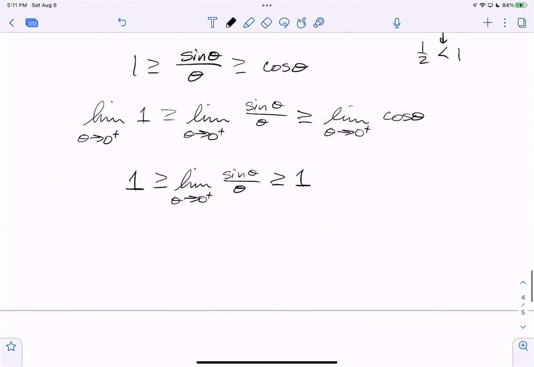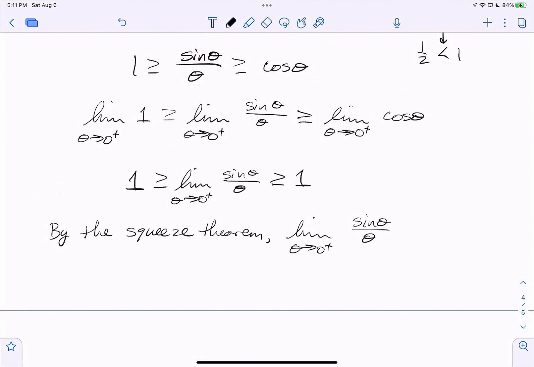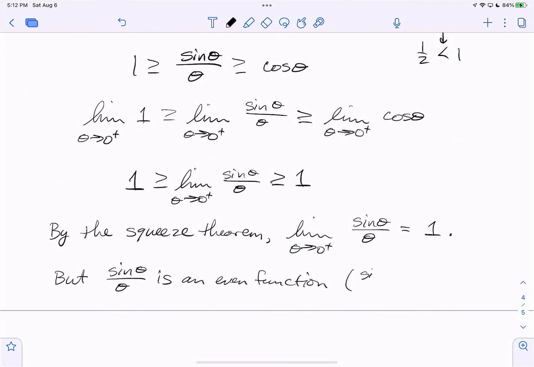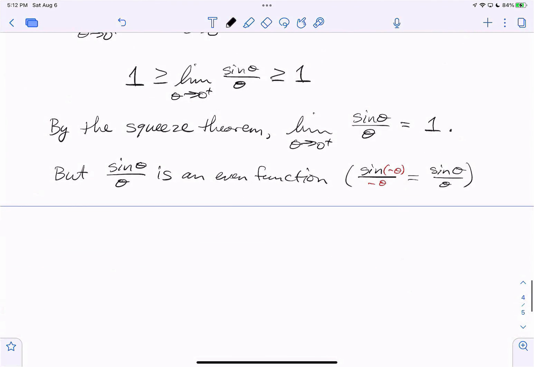Since the limit as theta approaches 0 from the positive side of the sine of theta over theta is between 1 and 1, by the squeeze theorem, the limit as theta approaches 0 from the positive side of the sine of theta over theta is equal to 1. As it turns out, the sine of theta over theta is an even function. That is, the sine of negative theta over negative theta is equal to the sine of theta over theta. It follows that the limit as theta approaches 0 from the negative side of the sine of theta over theta is also equal to 1.